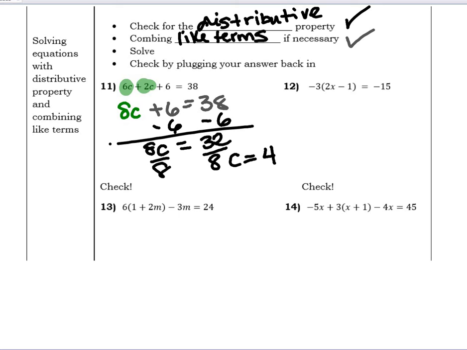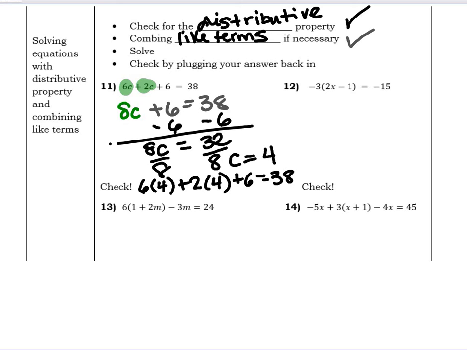Now, how do you check your answer? Well, let's plug 4 back in for c. So instead of c, I'm going to say 6 times 4 plus 2 times 4 plus 6 is equal to 38. And I got to make sure that that is a true statement.